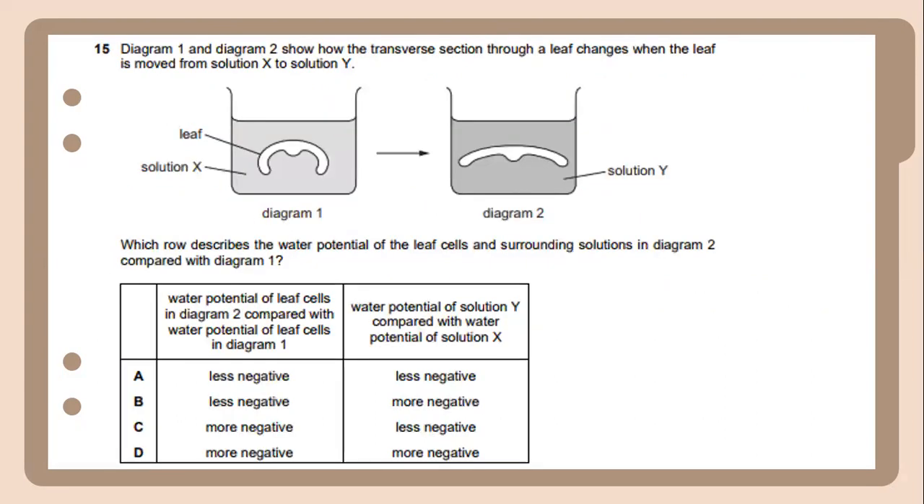Number 15. Diagram 1 and diagram 2 show how the transverse sections through a leaf change when the leaf is moved from solution X to Y. Which will describe the water potential of the leaf cells and surrounding solution in diagram 2 compared with diagram 1? The answer will be less negative for the water potential of these cells in diagram 2 compared with diagram 1, and also less negative for the water potential of solution Y compared with solution X.